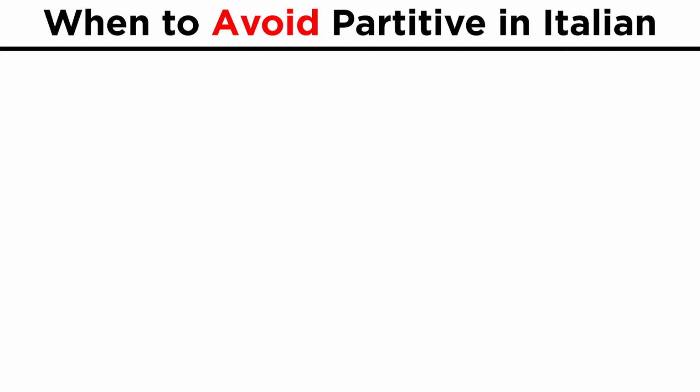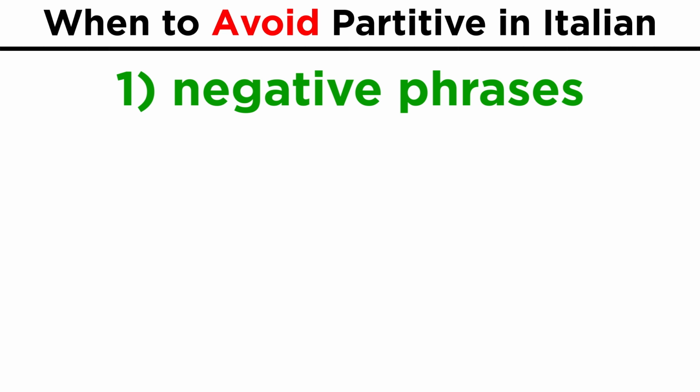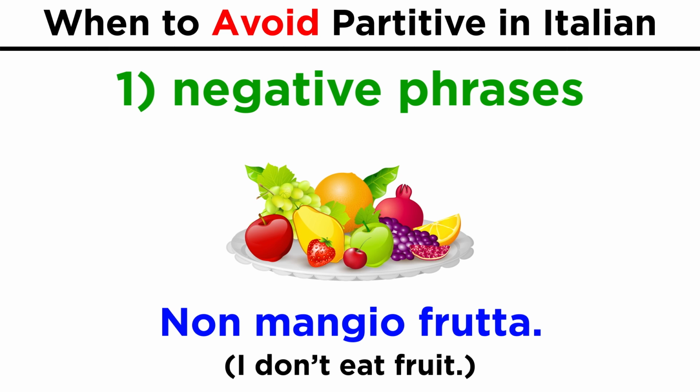There are a few situations in which we want to avoid using partitive, and those are as follows. First, in negative phrases. If you want to say, "I don't eat fruit," you would say, "Non mangio frutta," and not "della frutta."